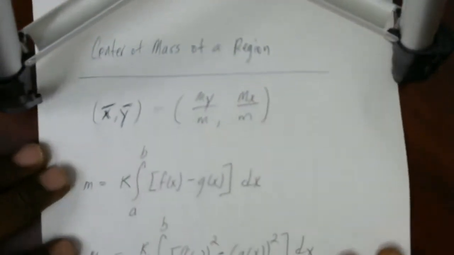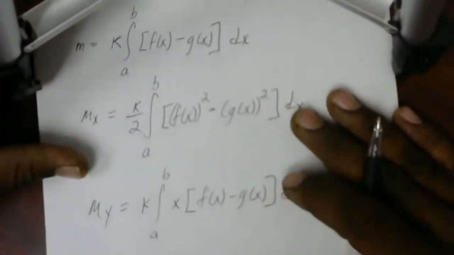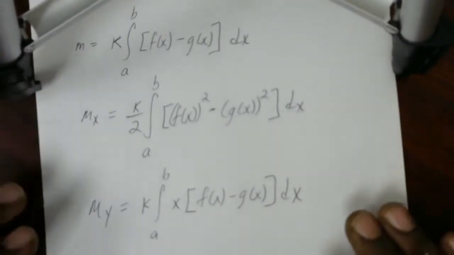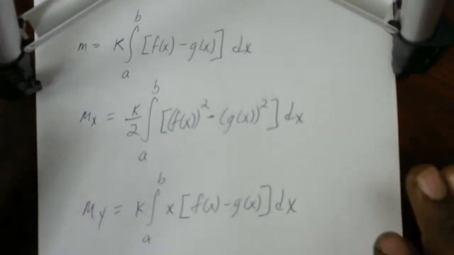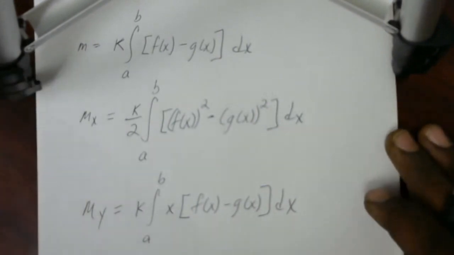So it all depends upon what you're given. If you're given the masses and if you're given the coordinates for each mass, there's a set of formulas to find the center of mass for that region. However, if you're given anything else, this is what you must use.